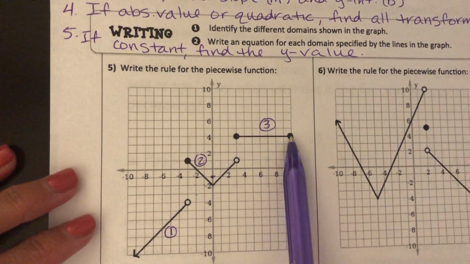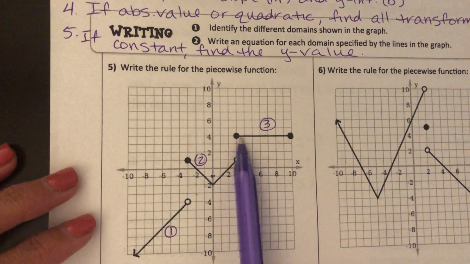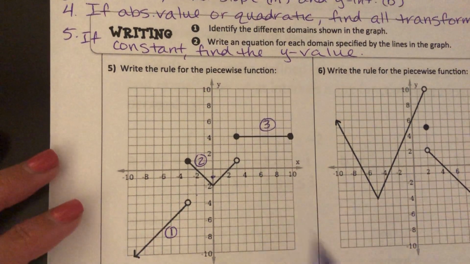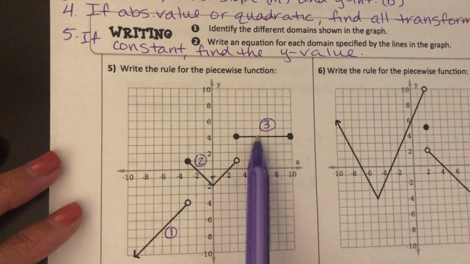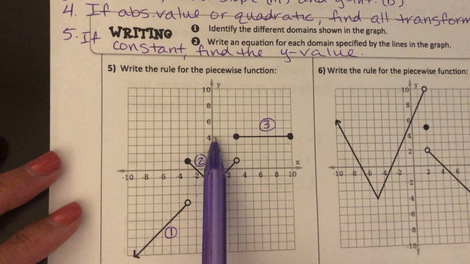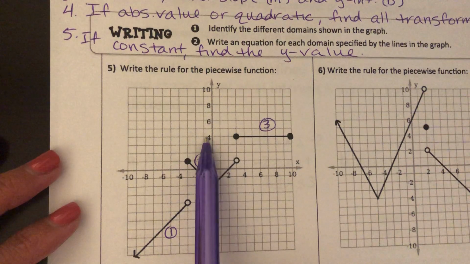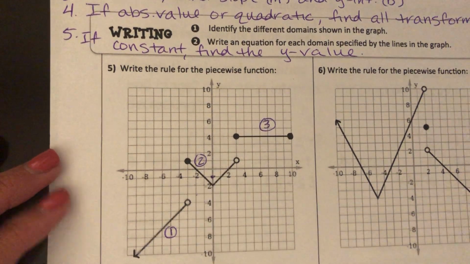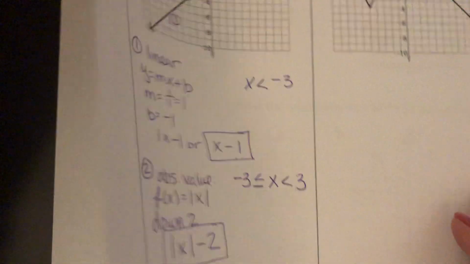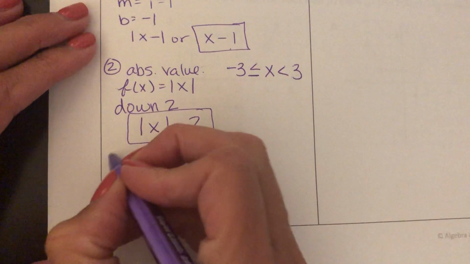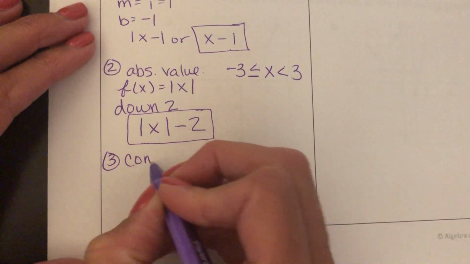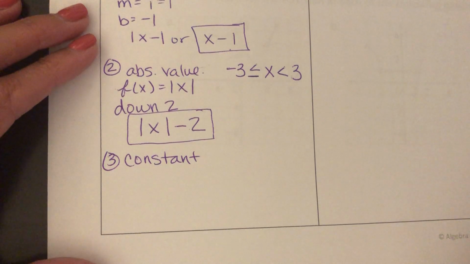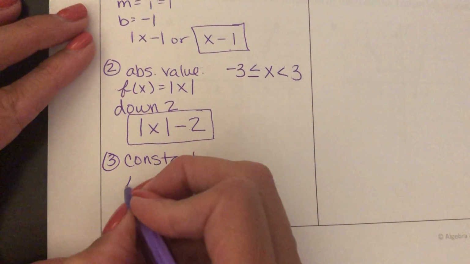This would be a constant. We know it's a constant because it's a straight horizontal line. And then my y value, if I continue the straight horizontal line, it's going to cross the y-axis at 4. So my y value is 4. Okay. So this last one was a constant because I knew it was a horizontal line, which makes a constant, and it crosses at 4.